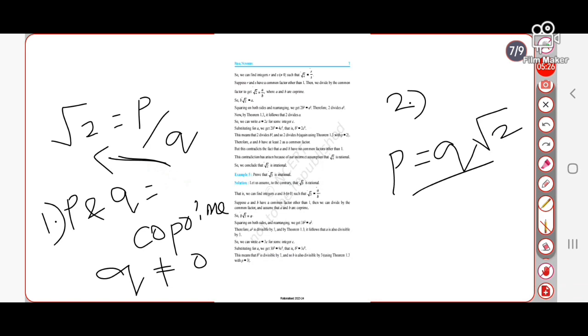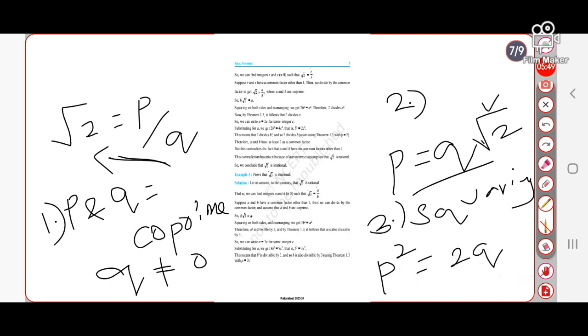The third step is we need to remove this root value. This root should be removed, so we are squaring both sides. Squaring both sides, we arrive at p square is equal to 2q square. Okay, p square is equal to 2q square.